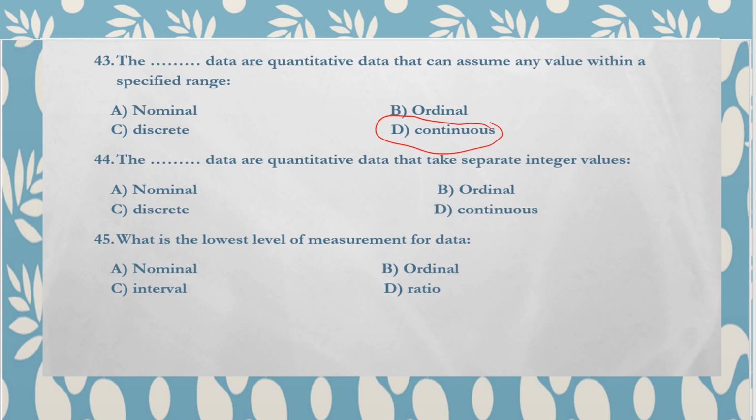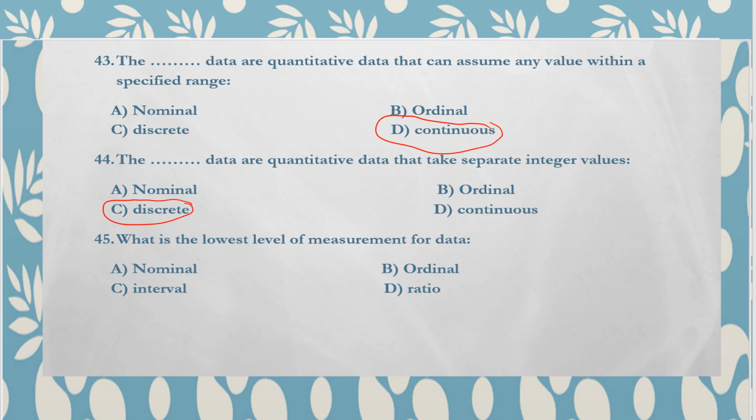The data are quantitative data that take separate integer values. So these data are discrete data, as it's quantitative and it takes integer values. So the right answer is C, discrete data.